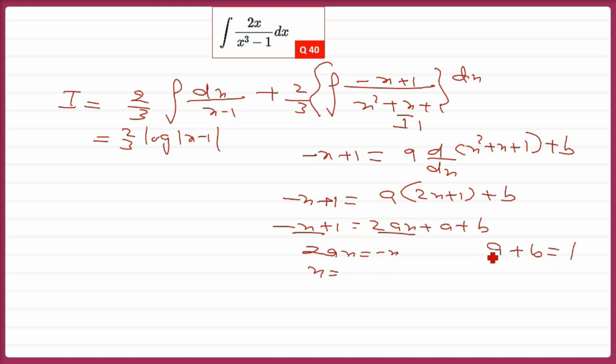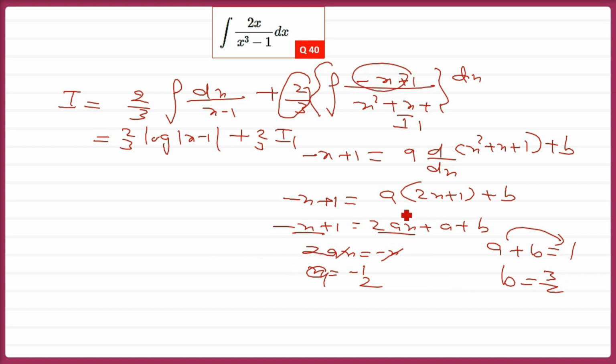So a plus b equals 1. A has come as negative half. You can just cancel these two and write a equals minus half, and b will be equal to what? It will get added to 1. It will be 3 by 2. So a and b are known to us. So 2 by 3 I1. I1 I'm calling the separate term, which we just did. Now I am writing two separate terms of the second term, and I am multiplying already with 2 by 3. So a into 2x plus 1, plus b, I am writing for the negative x plus 1 and replacing a and b respectively by negative half and 3 by 2.